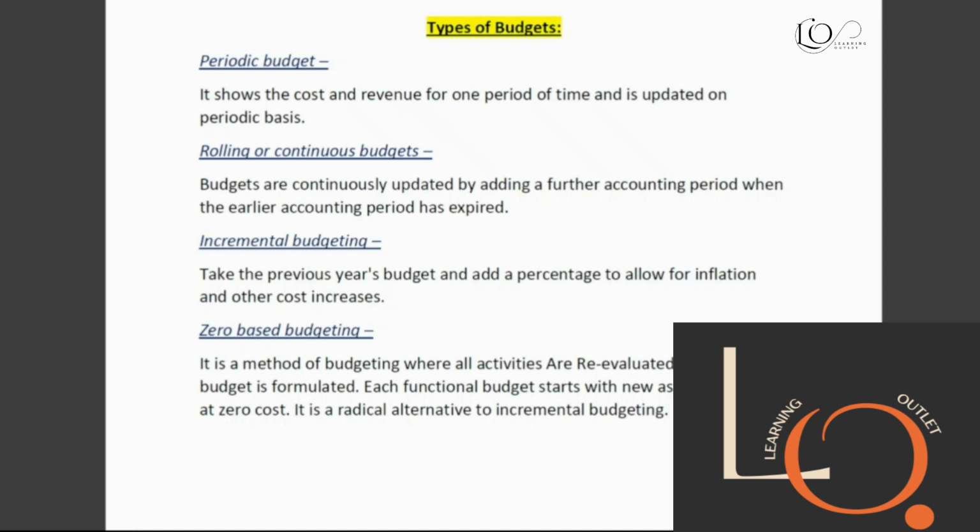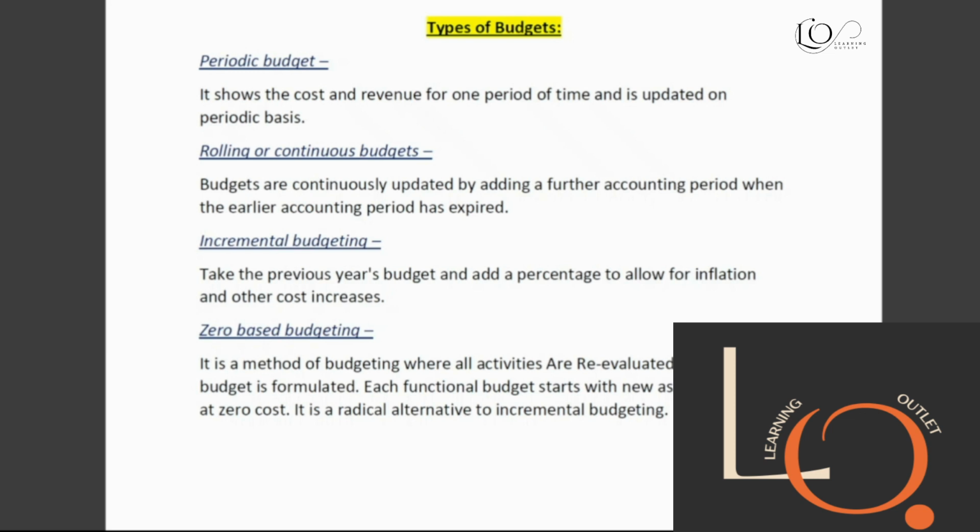First, your company may follow the periodic budget rule, which means this is a simple budget that shows costs and revenues for one period, which can be 2 months, 3 months, 6 months, 8 months, and it's updated on a periodic basis. Generally, it's quarterly. So every 4 months, you create a budget, and that's how you create a budget 3 times in 1 year to complete your periods. It can be a periodic budget, as I mentioned.